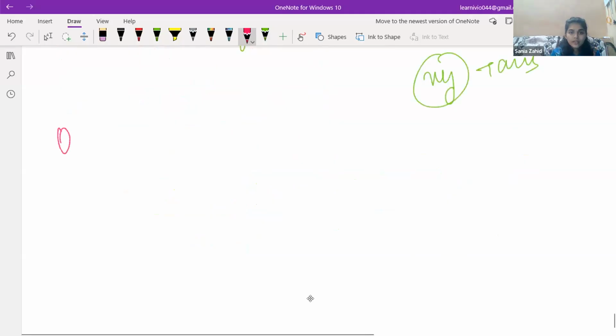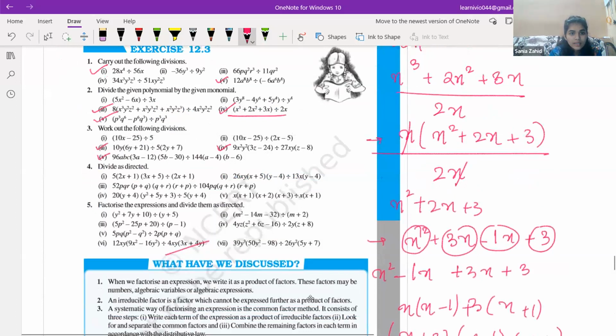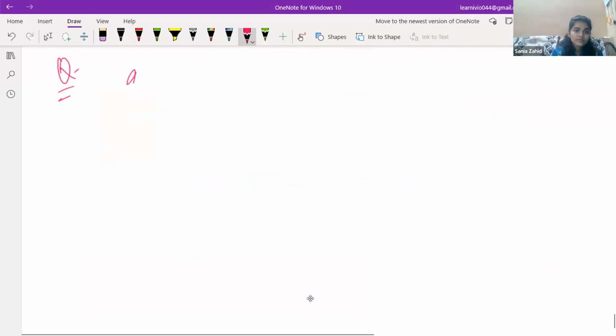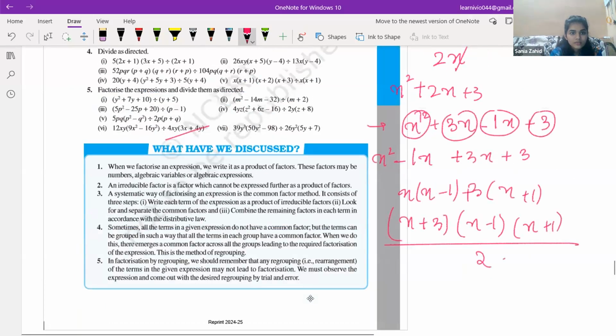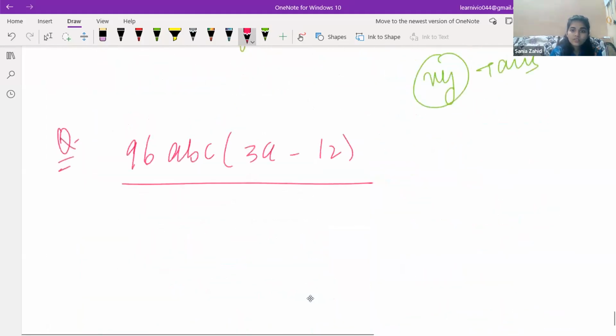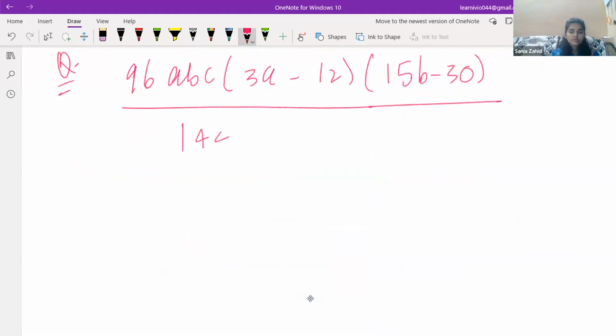Okay. The third one I have is 96abc into 3a minus 12, and the denominator is 15b minus 30 is also there. What is the denominator? 144 into a minus 4 into b minus 6.